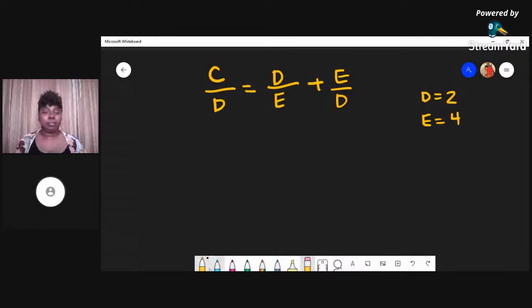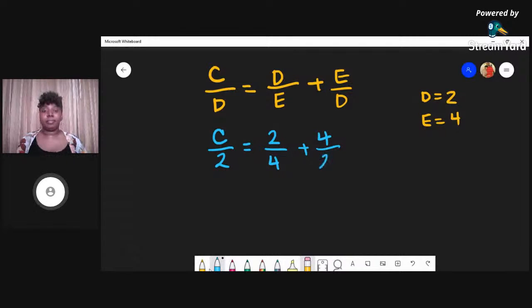Okay, so this is what I did. First thing, I plugged in everything I knew. Good. So the first fraction, I changed it to C over 2. Good. And then equals 2 over 4. Good. Plus 4 over 2. Good.